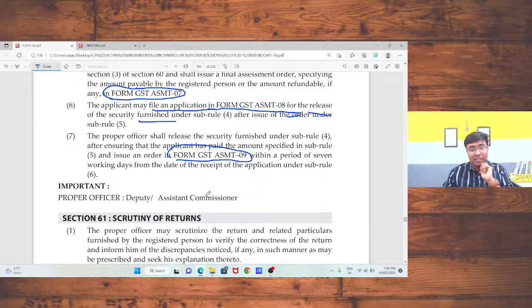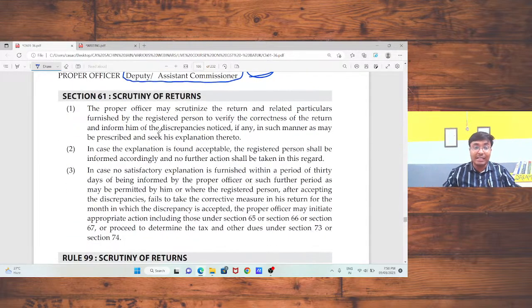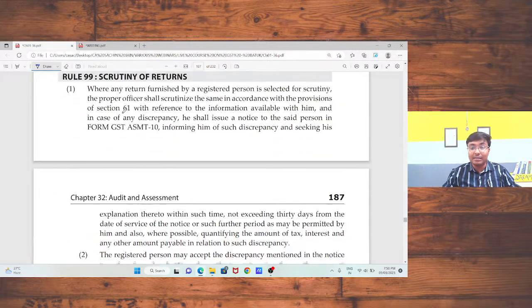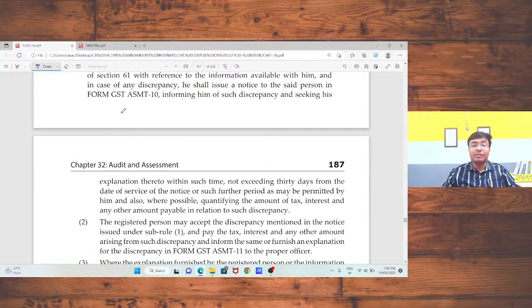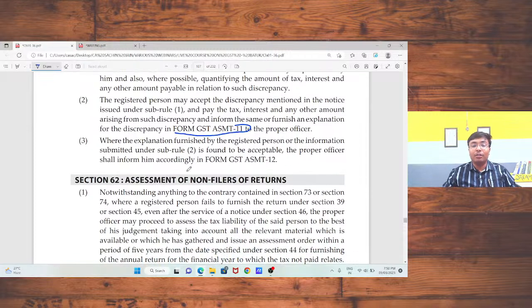अब earlier we had discussed that the proper officer has the power. Who is the proper officer? So here the deputy commissioner and assistant commissioner is your proper officer for doing the provisional assessment. Okay sir. Scrutiny of returns section 61 we had already discussed. We had discussed that the notice will be issued in form GST ASMT 10. You need to file your reply in GST ASMT 11. Okay, and departmental authority will issue the order in form GST ASMT 12 regarding drop proceeding.